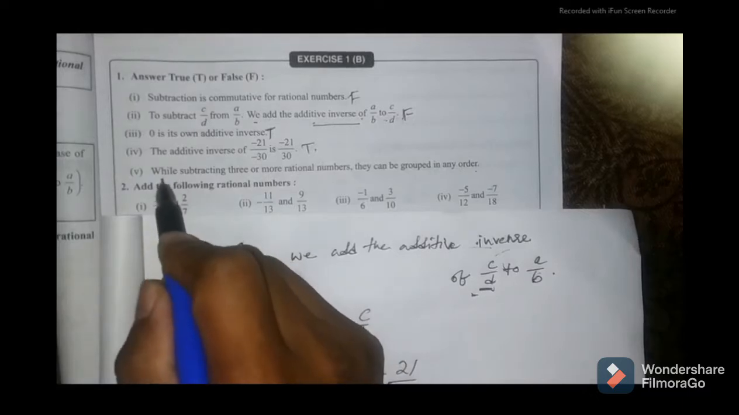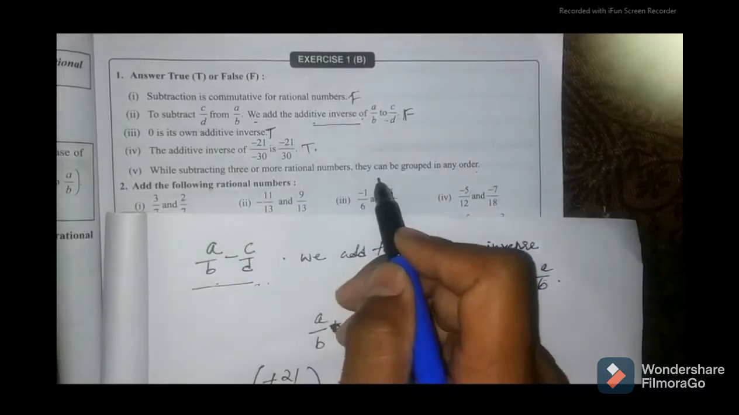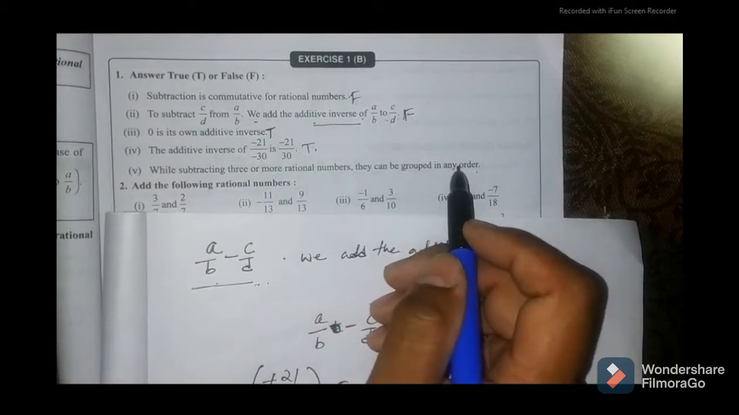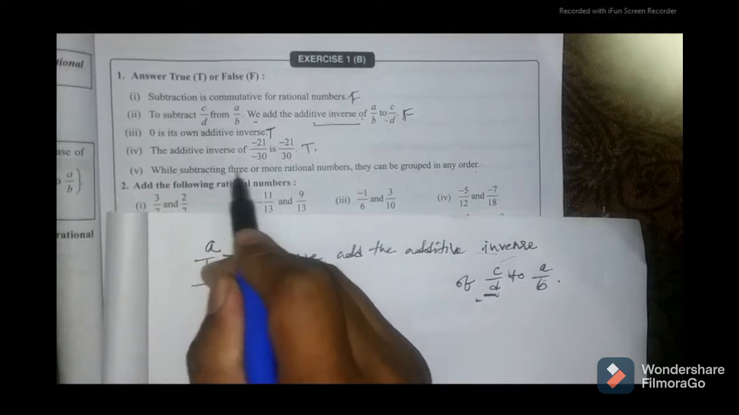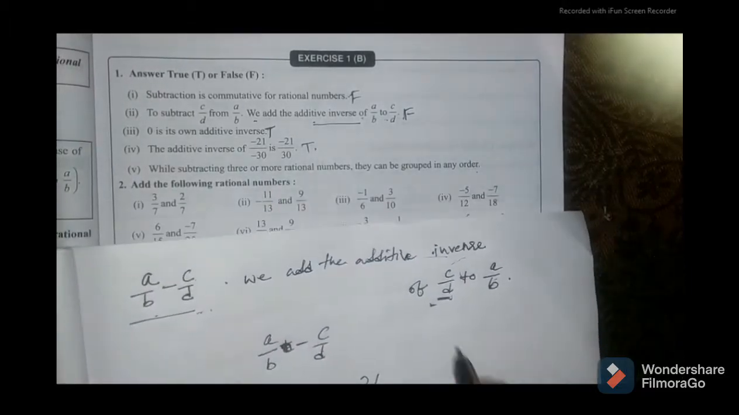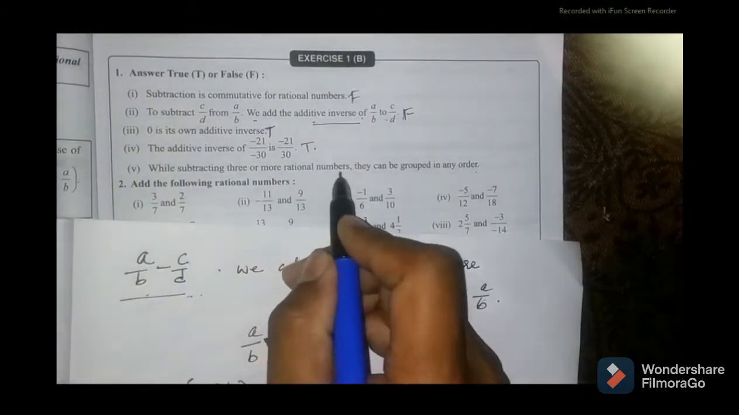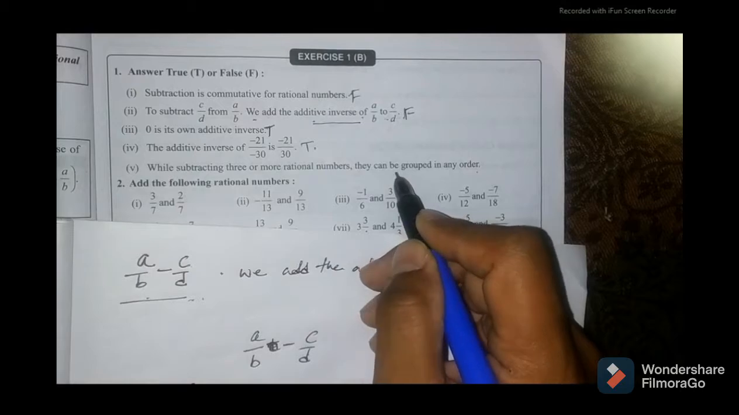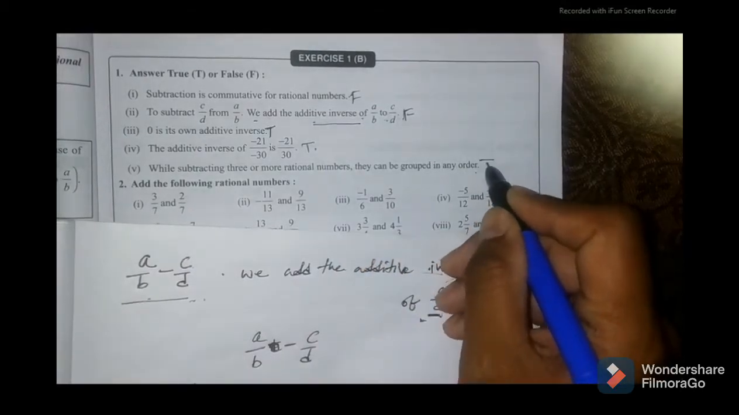Now question number 5. While subtracting 3 or more rational numbers, they can be grouped in any order. Now this sentence is saying about the associative property. Since the associative property does not hold good for subtraction, this sentence should be false.